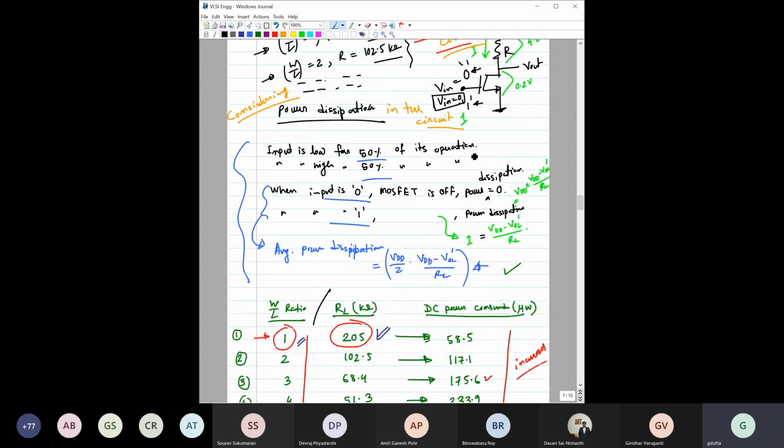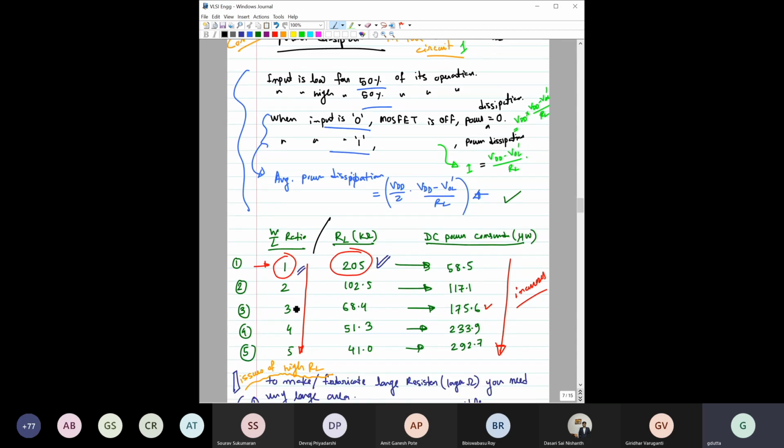You can achieve it in two ways: by changing the W by L ratio, or by changing RL, the load resistance. While discussing that, we saw that if you increase the W by L ratio, you can work with a lower RL. But in that case, your power dissipation is significantly increasing. So, if power dissipation is one of the major considerations, you have to take a higher value of RL and a lower value of W by L ratio. We have understood this part.